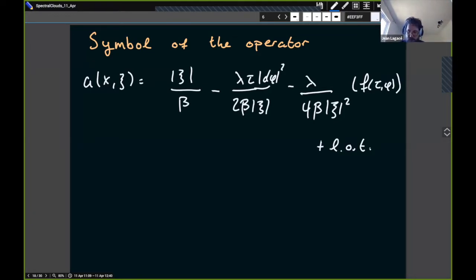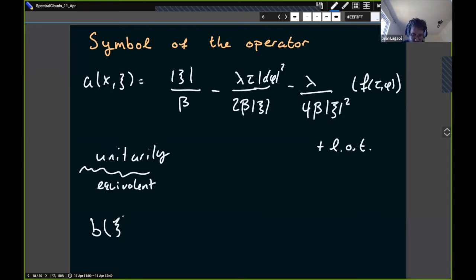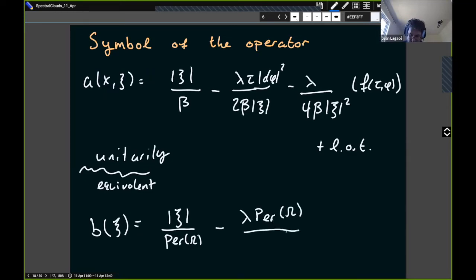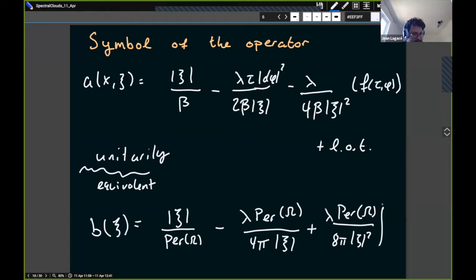And when I go via the unitary equivalence that I discussed earlier, this is unitarily equivalent to a symbol B(ξ), which is equal to ξ over the perimeter of omega, minus lambda perimeter of omega divided by 4π ξ, plus lambda perimeter of omega divided by some other function, c squared, times some integral of tau phi prime squared divided by beta, plus lower order terms.